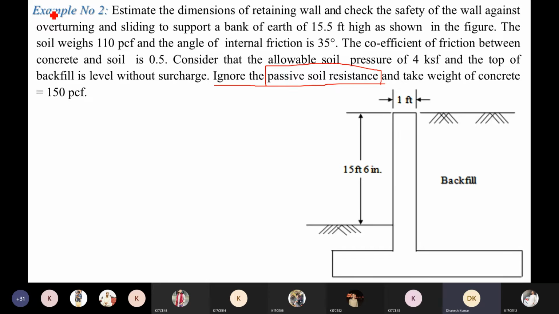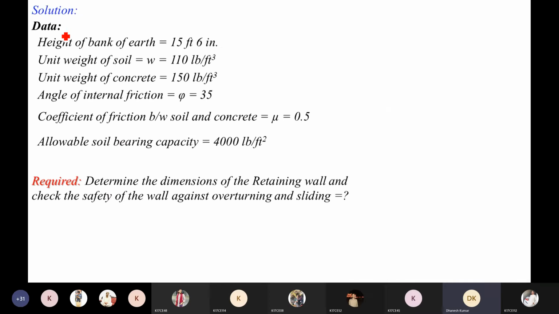So first of all, let's take the necessary data out from this problem. So this is our necessary data, which is out from this problem, that is the height of the bank of the earth is 15 foot and 6 inches.